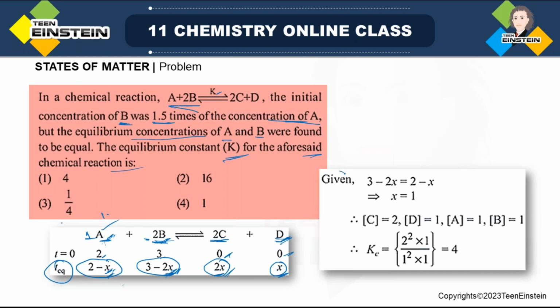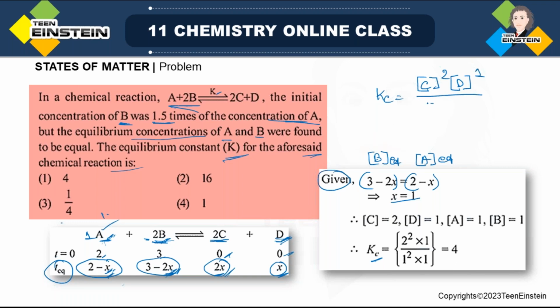So given 3 minus 2x equal to 2 minus x. So this is the concentration of B at equilibrium, concentration of A at equilibrium. From this equation, you will find the value of x as 1. Now Kc, if I write it elaborately, it is basically C to the power 2, because the coefficient is 2. Then D, coefficient is 1. A, coefficient 1. B, coefficient 2.